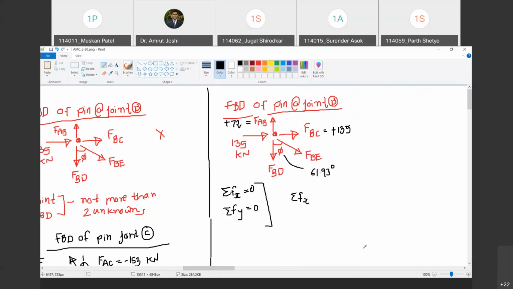Anyway, have you understood the process? Yes, sir. Okay, so we will complete this problem tomorrow, and then, based on these two problems that we have solved, we will see the differences in the method of sections and the method of joints. Are you with me? Yes, sir. That will put everything in perspective, and then we are going to solve a lot of problems on trusses.